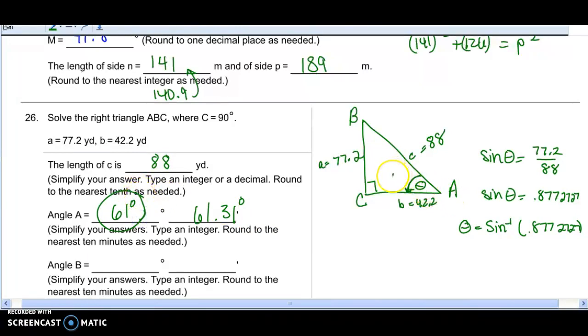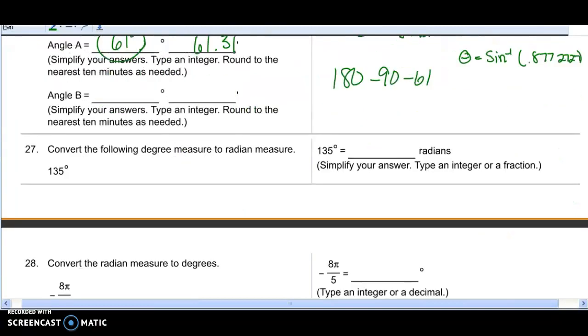So if angle A right here is 61 degrees, you're good to go to find B, because C is 90, A is 61. So how can I find my one that's missing? 180 minus 90 minus 61. So that second angle turns out to be what? The 20? Why do I have all these different numbers on here?